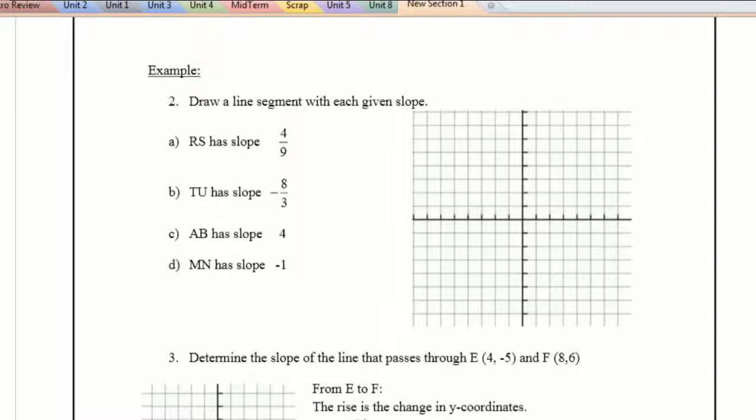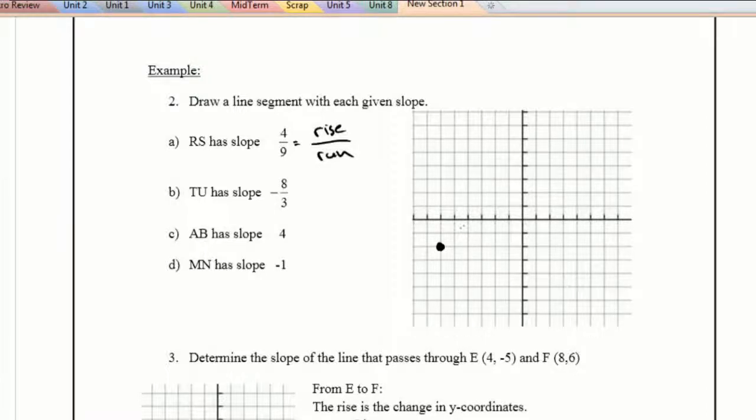RS has a slope of 4 over 9. Remember when we have a slope, we just have the rise over the run. So I can pick a point on my graph. Doesn't matter where it is. Somewhere on the left side will make my life a little bit easier. I'm going to pick a point right here.